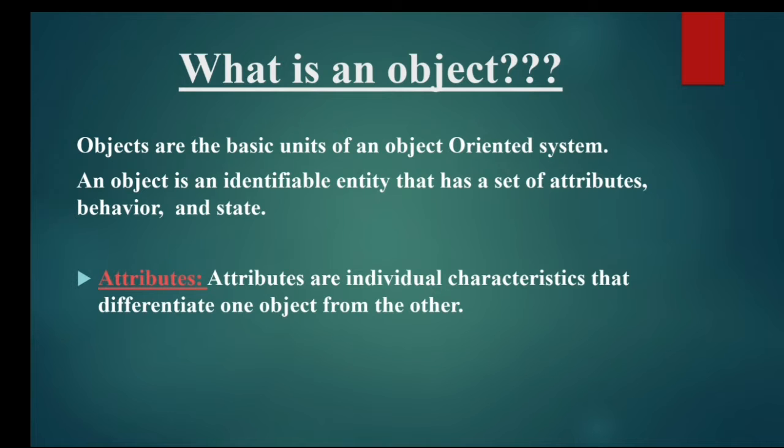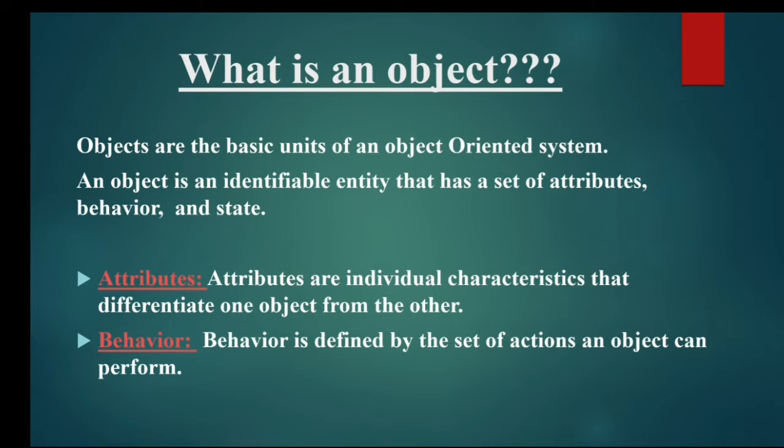First one, what is an attribute? Attributes are individual characteristics that differentiate one object from the other. Attributes mean individual characteristics of an object. Those differentiate one from another. Later we will discuss this.